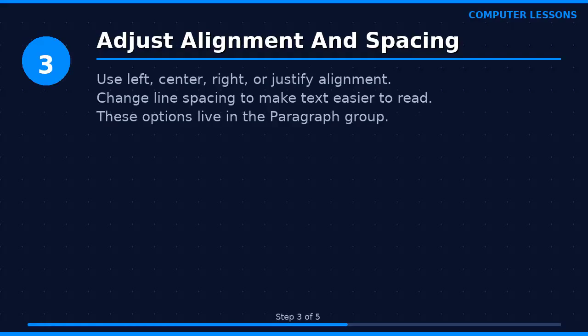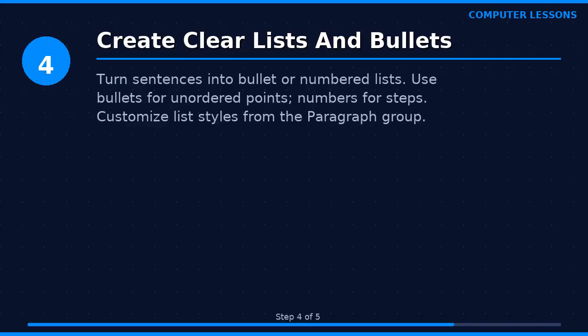Now we shift to spacing and alignment. In the paragraph group, decide your formation, left, center, right, or fully justified across the page. Then hit line spacing, give those sentences a little breathing room, and suddenly that dense block of text reads like a smooth fast break.